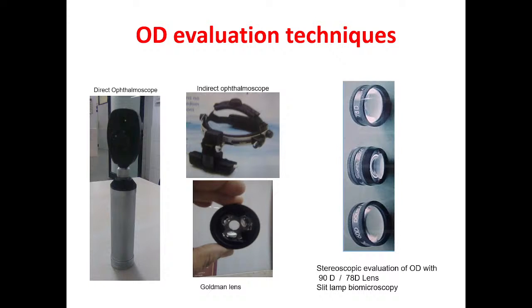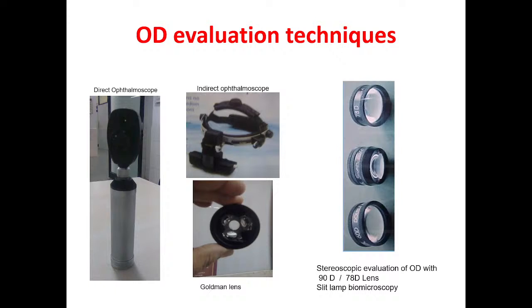Those who cannot sit on the slit lamp, where we use these lenses, we depend on the direct ophthalmoscope. Suppose you want to do an examination under anesthesia of a child with glaucoma, you have to use the direct ophthalmoscope, because for these lenses the patient has to sit at the slit lamp. Indirect can also be used for fundus examination. This is binocular, but magnification is very less, 5 times only.